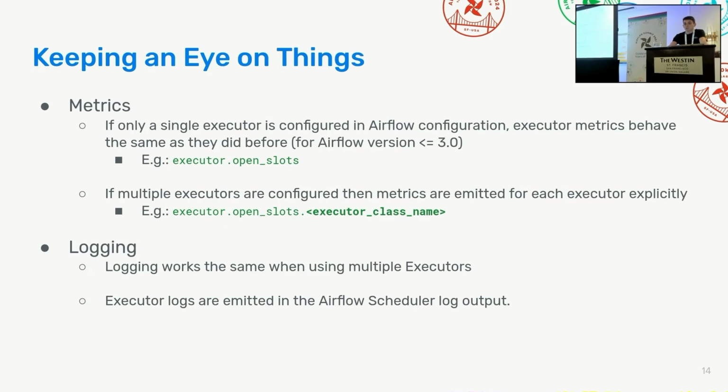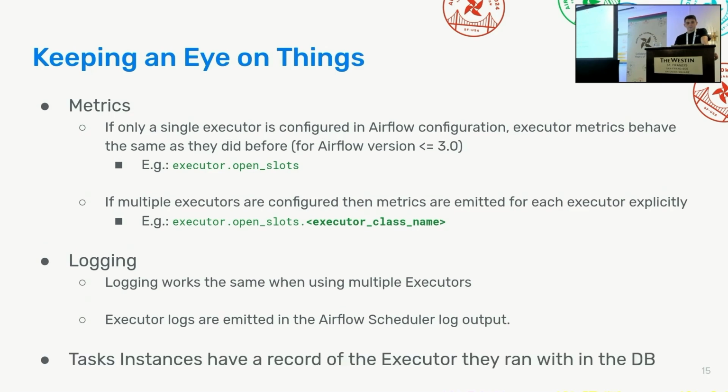Logging works just the same. You just have more executors. And as we know now, executors run on the scheduler, so that's where your executor logs show up. That's where they've always shown up. You'll just have more of them. So you need to pay attention to the module name in the log message to tell you which executor is giving you that message. But other than that, it'll all show up in the place you've always known them to show up in.